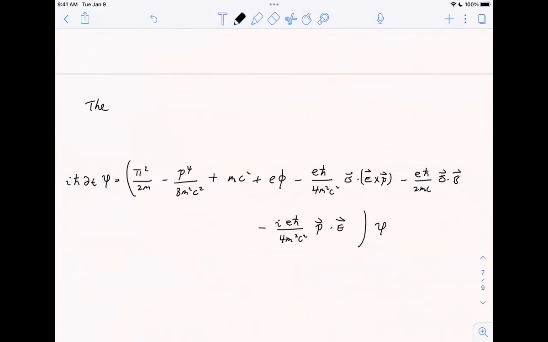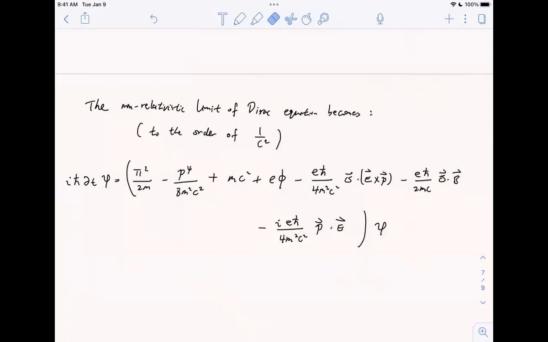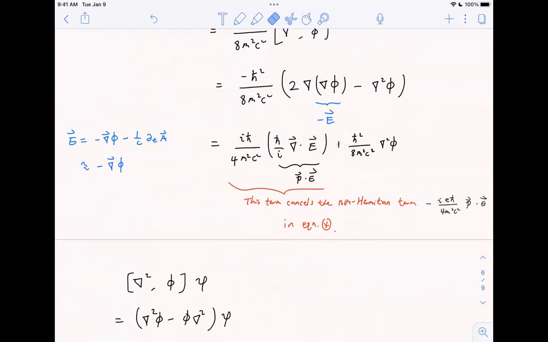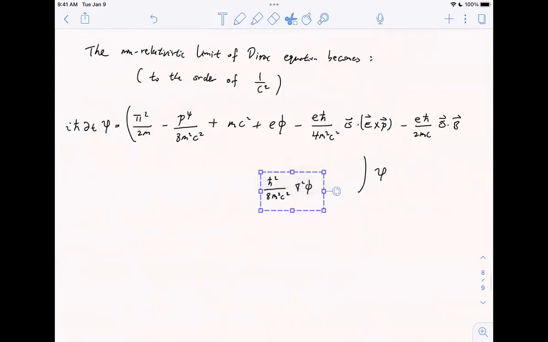Okay, so the non-relativistic limit of the Dirac equation becomes, to the order of 1 over c squared, this. So this non-Hermitian term is cancelled, but you have a term here that you cannot neglect. That is this term. You have a new term here. This you must include, so you need to copy this and put it here.